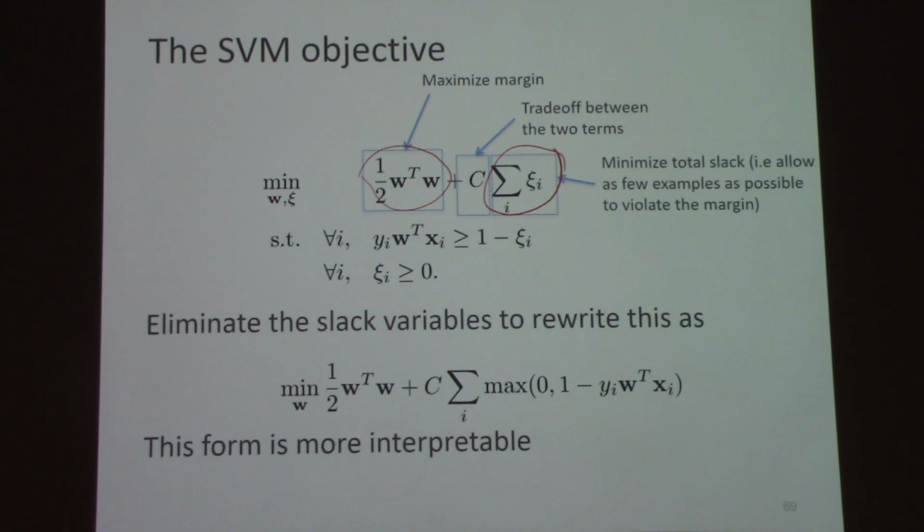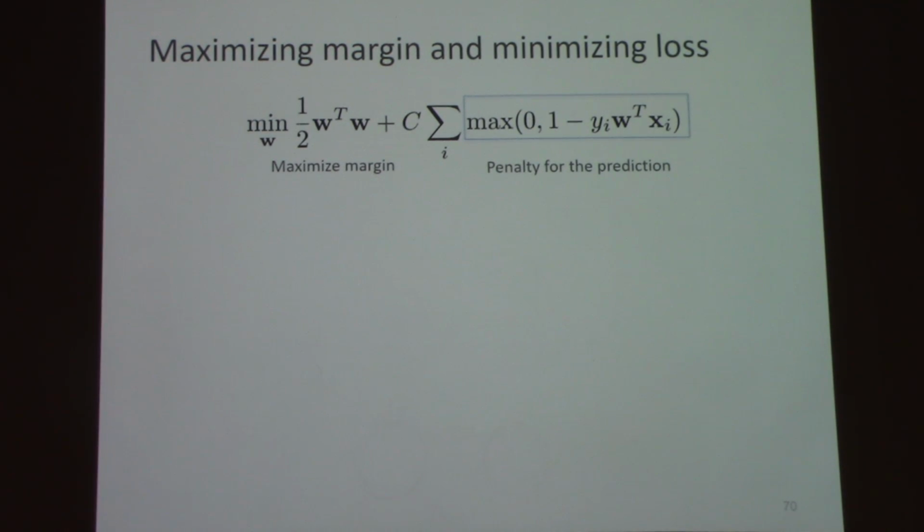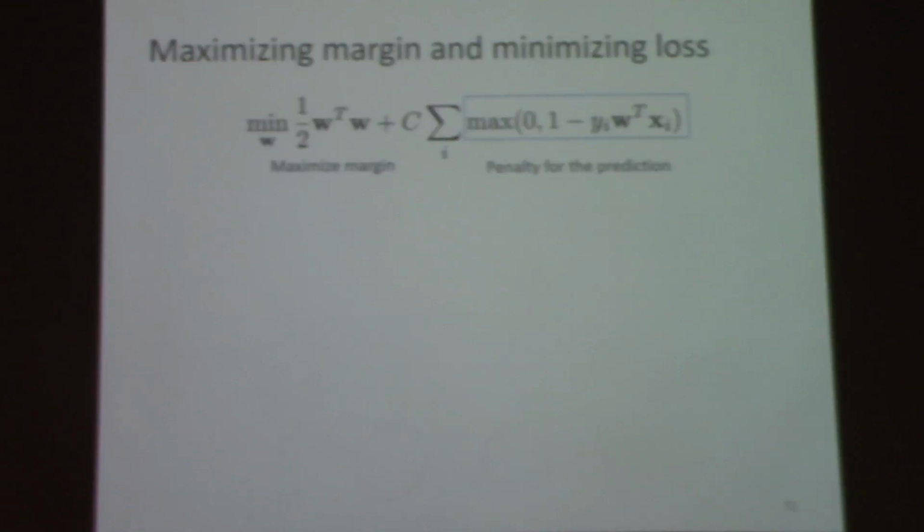And we saw how we can eliminate all these things and just get a single-line objective that is slightly more interpretable. The way to interpret this is, again, the first term is still maximize the margin. The second term is a sum of losses, a sum of penalties.